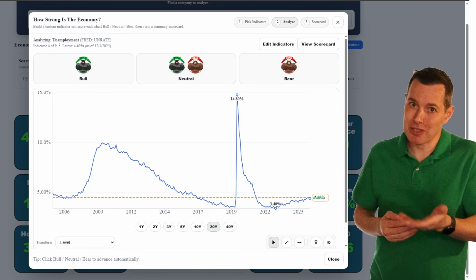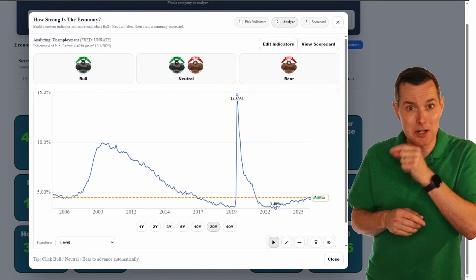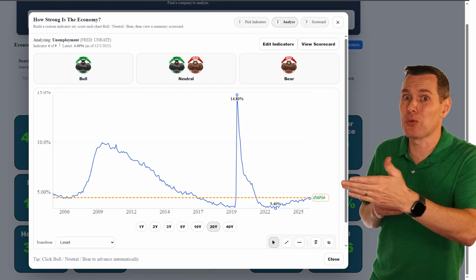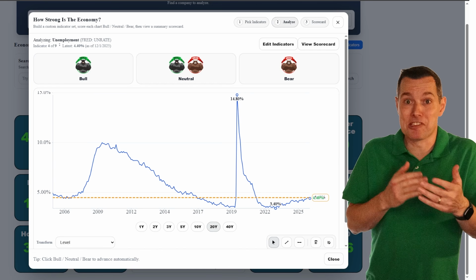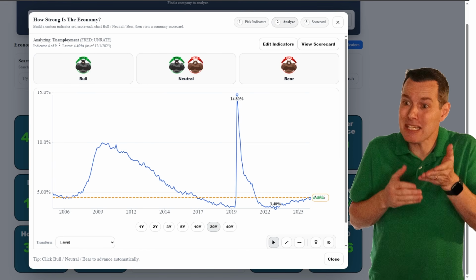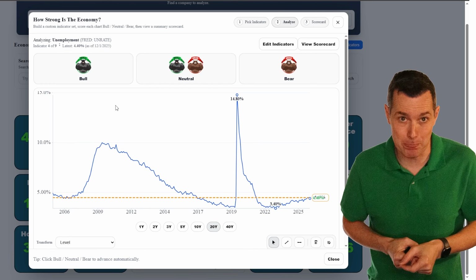But looking at the actual numbers, it hasn't really happened yet. In fact, if we compare the current level of unemployment to the chart over the past 20 years, I mean, it looks pretty good. Right now, unemployment, we'll see where it goes in the future. But for now, I think it makes sense to keep unemployment down as our first bullish point.